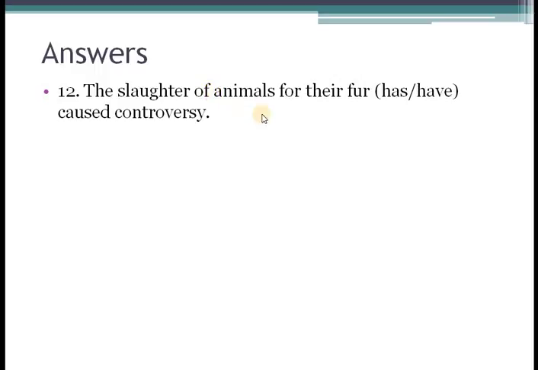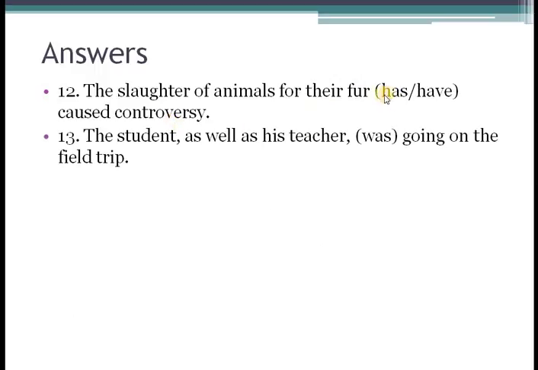The slaughter of animals for their fur have. What do we say for this one? And so in this case, we're talking about the slaughter, the killing. So it wouldn't be animals cause controversy. It would be the slaughter. So the slaughter of animals for their fur has caused controversy. So sorry guys, I didn't put that one in.